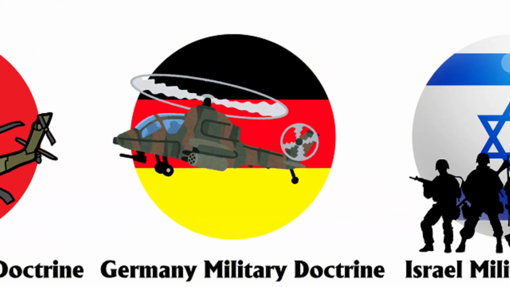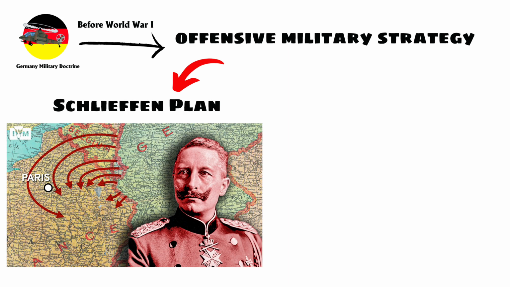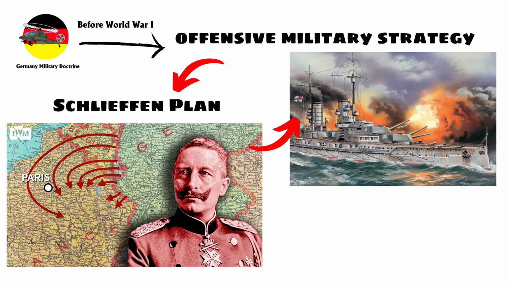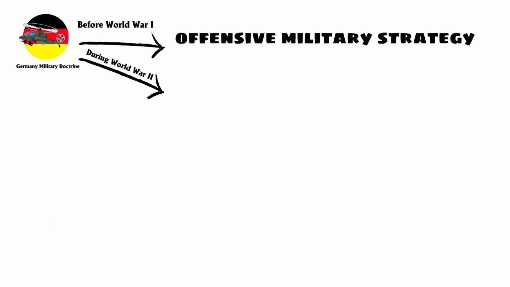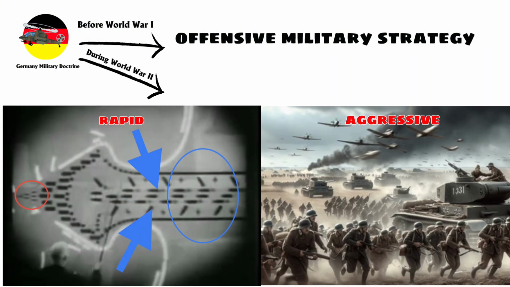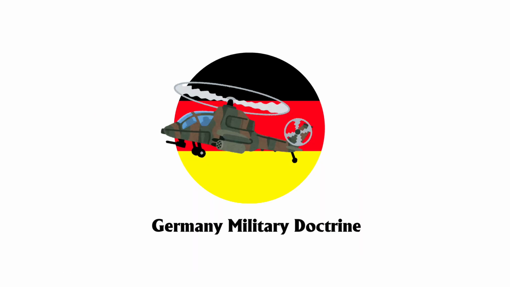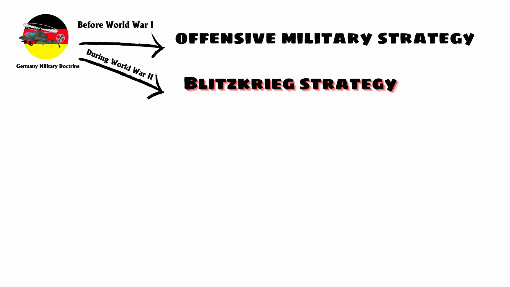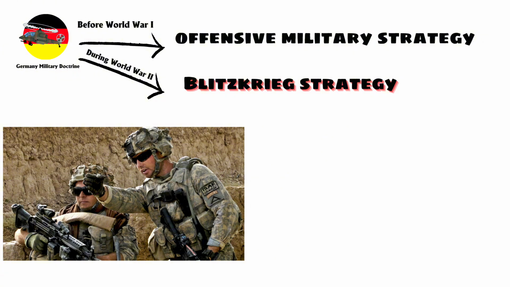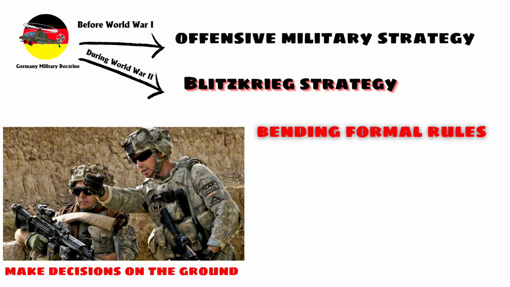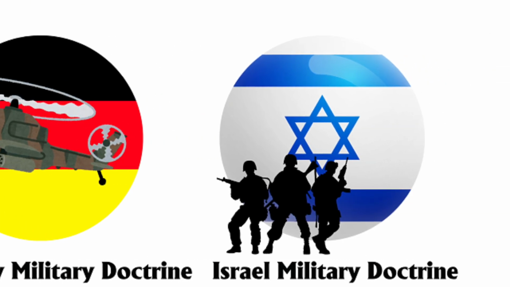German military doctrine. Before World War I, Germany followed an offensive military strategy known as the Schlieffen Plan. They also invested heavily in building a fleet of battleships, which alarmed other European nations. During World War II, Germany used a rapid and aggressive operational strategy called Blitzkrieg to invade Poland and France. German military doctrine emphasizes the concept of Auftragstaktik, or mission-type tactics. This approach allows commanders to make decisions on the ground, even if it means bending formal rules to adapt to unexpected challenges.